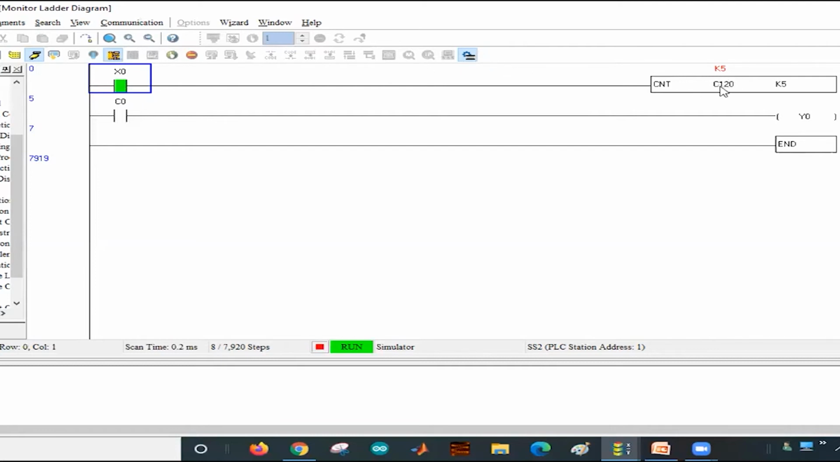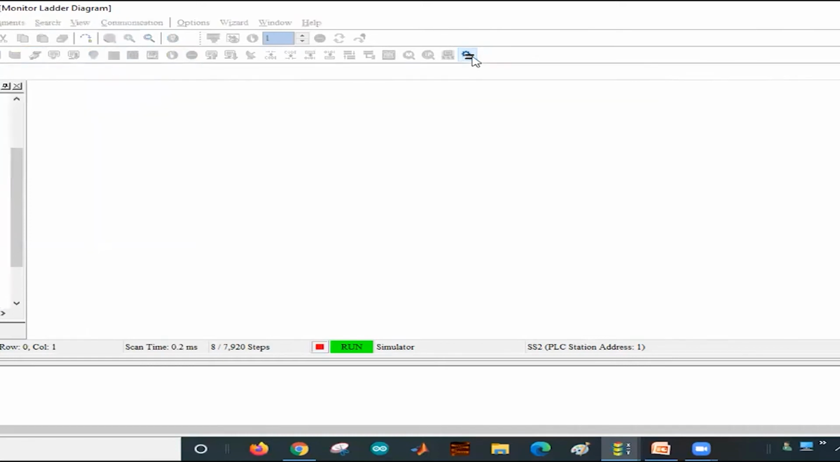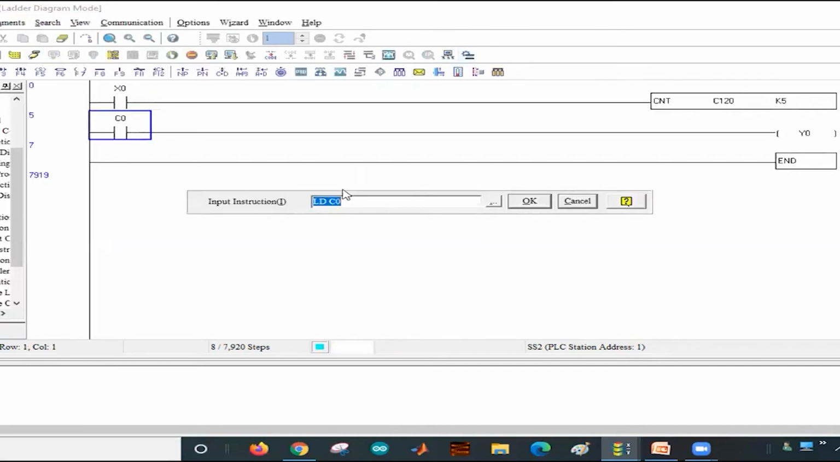Sorry. Here we are setting the counter to C120. So here also it should be C120 only. Okay. Here also the value is C120.